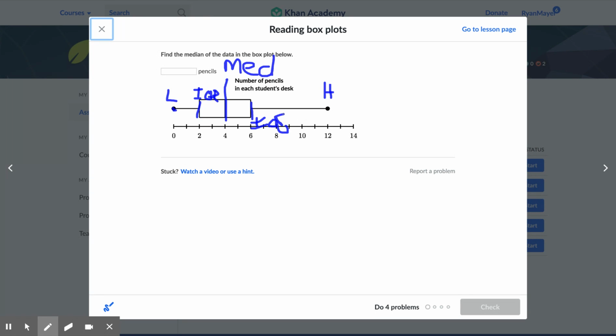Sorry, it is a lot easier to do this on the tablet in the classroom than it is doing it like this, but hopefully you guys get the picture here.